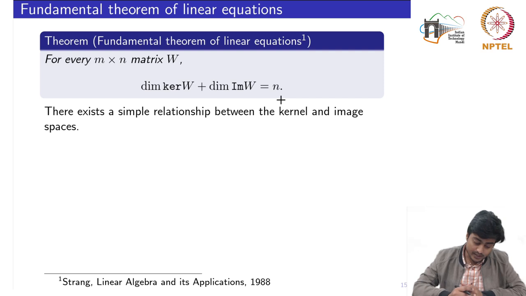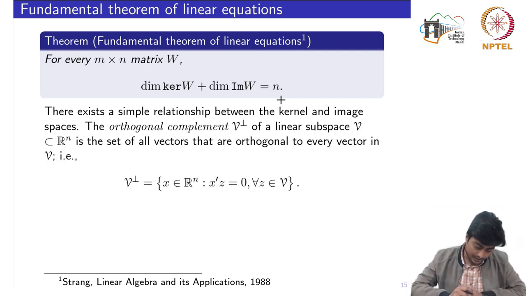There also exists a simple relationship between the kernel and image subspaces, but before that we will introduce the definition of the orthogonal complement of a linear subspace V, which is denoted by a perpendicular sign as a superscript on V. It contains all vectors that are orthogonal to every vector in V. That is, we define V perpendicular as all those x such that z transpose x equals 0 for every z belonging to the subspace V. Okay, so this would be a scalar quantity, right?